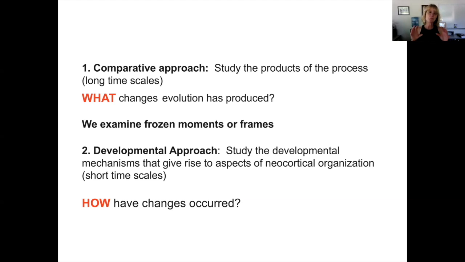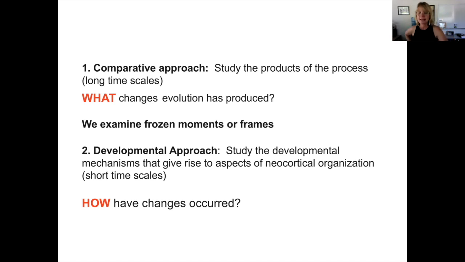The problem is evolution is a moving picture of life. And even within a life of an individual, we are this moving picture of our own lives. And so when I take a comparative approach and I take that animal out of this moving picture of life, I'm studying a frozen frame. So while comparative studies can tell us what changes evolution has produced, they don't tell us how phenotypic transformations occur. How did some species get hundreds of cortical fields?